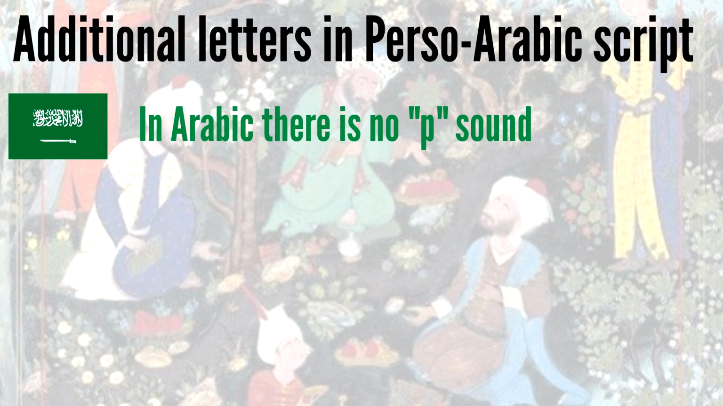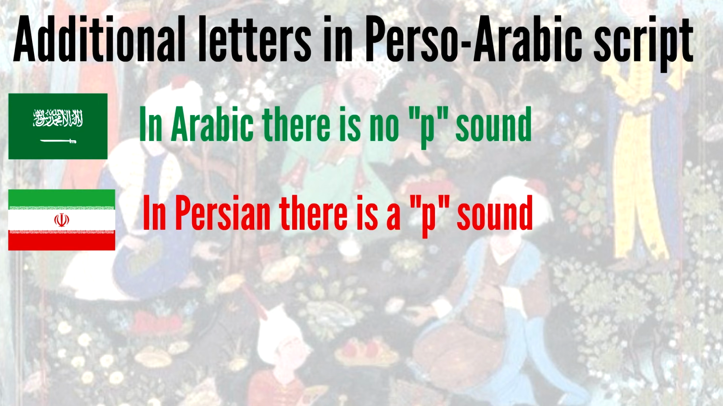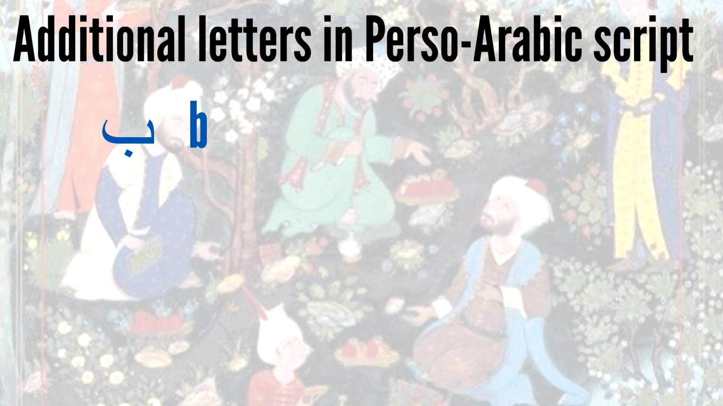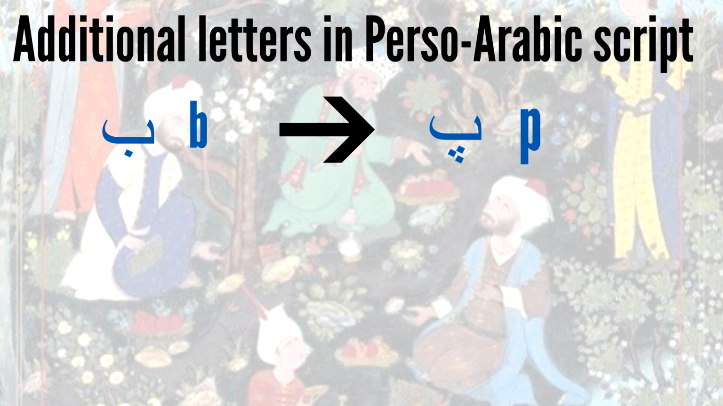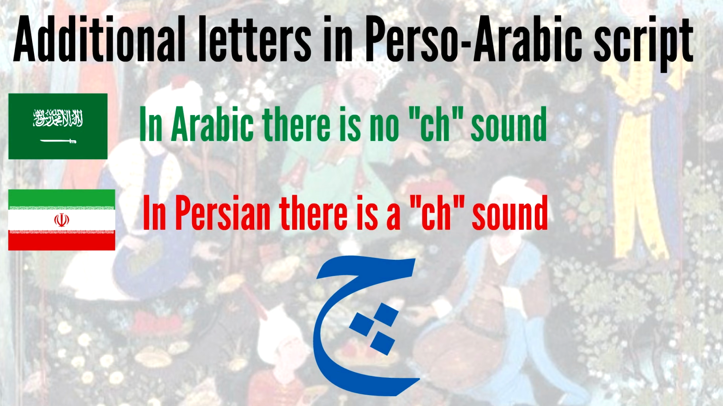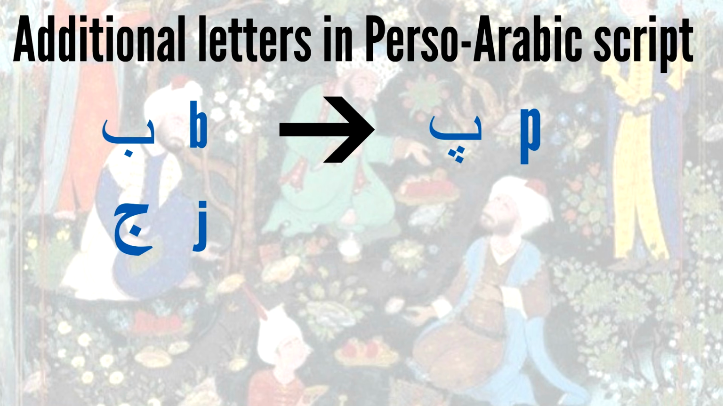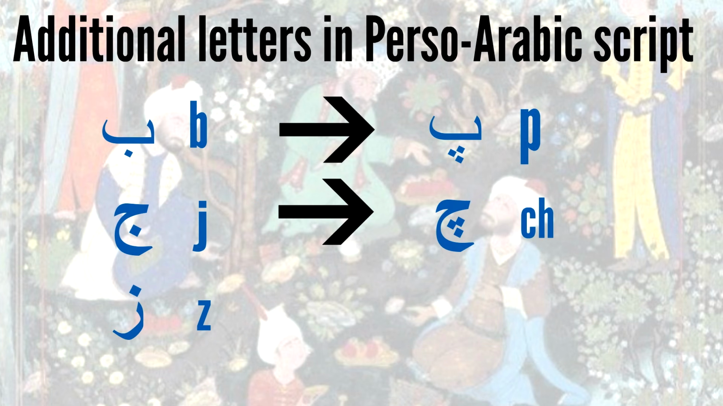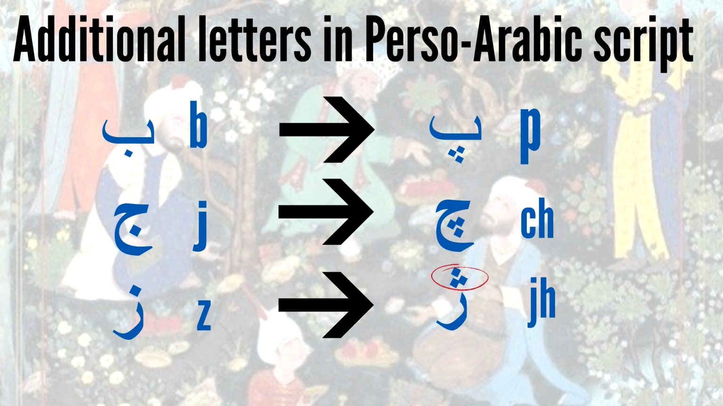In Arabic, there is no P sound, but in Persian, there is a P sound, so they created this new letter to represent the P sound. They took the Arabic letter for B, the B sound, and they added 2 more dots underneath that letter, so when we see that, we know it's a P. And in standard Arabic, there is no Ch sound. So they took the Arabic letter for J, and they added 2 more dots under the letter, and that represents Ch. There is also no J sound in standard Arabic. So they took the Arabic letter for Z, the Z sound, and they added 2 more dots above the letter, and that makes a J, like the French J.